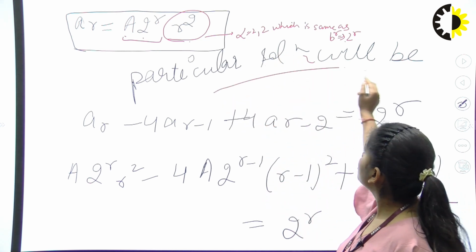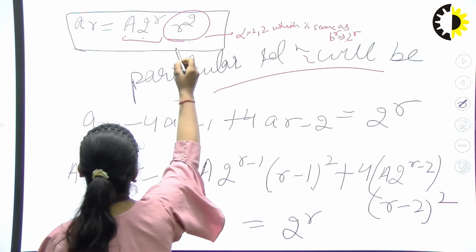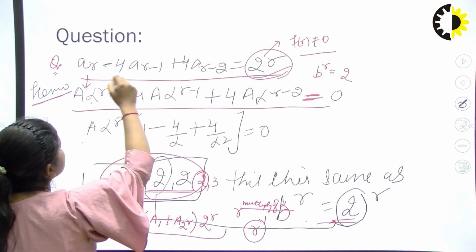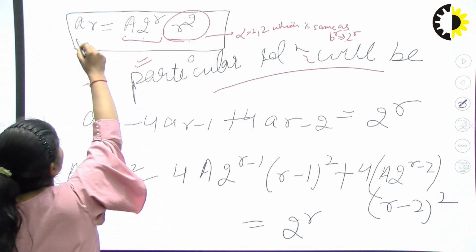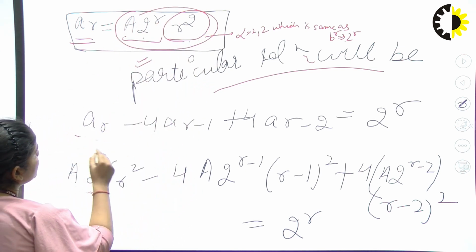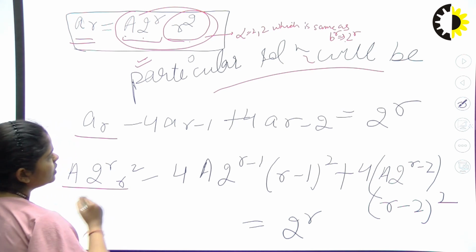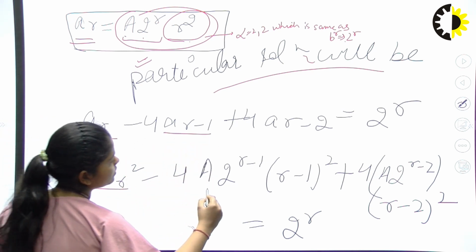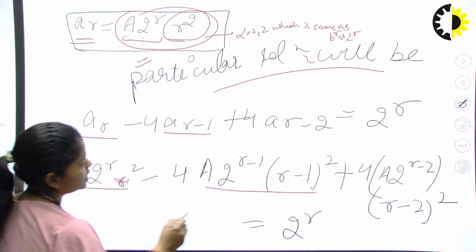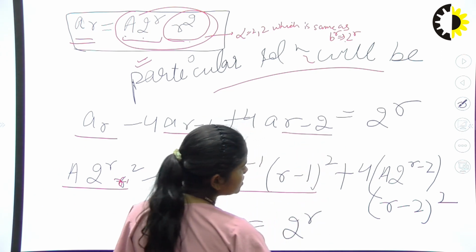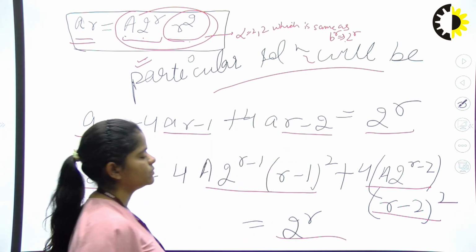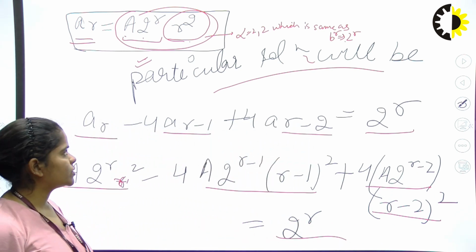So for the particular solution, we have to put this a_r in the given recurrence relation like this. In place of a_r, we have to put A times 2 to the power r, r square. In place of a_(r-1), we are putting the same with r replaced by r minus 1, right? Similarly, in place of a_(r-2), we are using r minus 2, and this equals 2 to the power r. This is a major concept in this question.